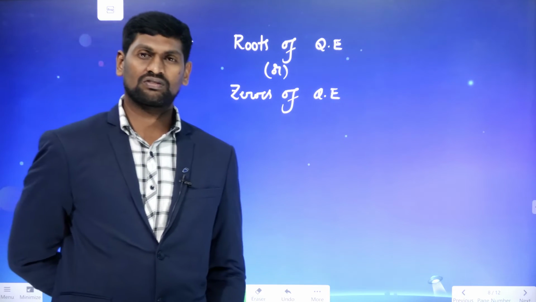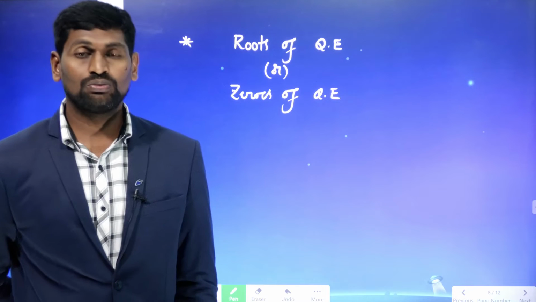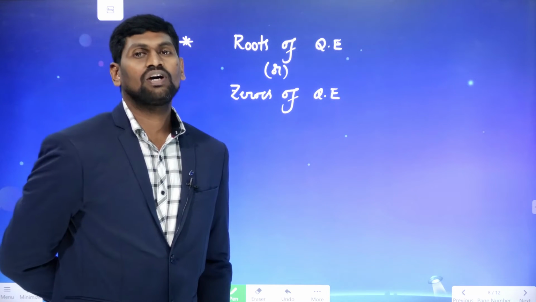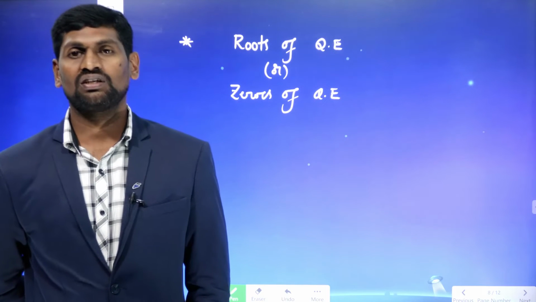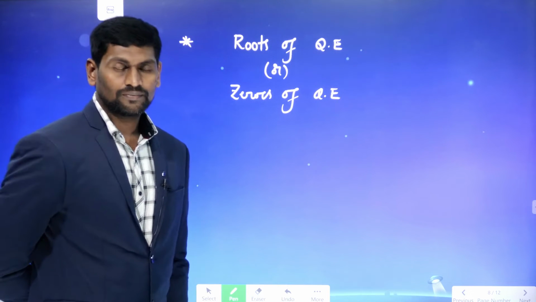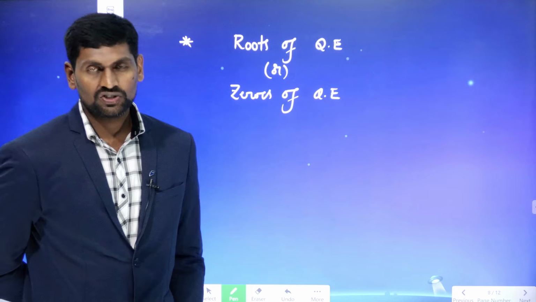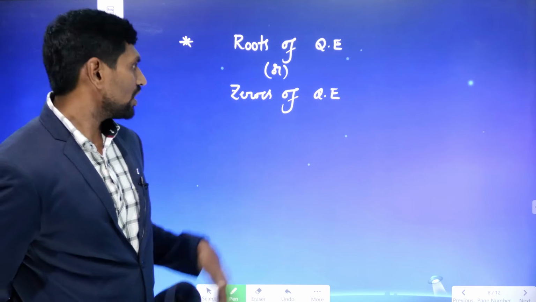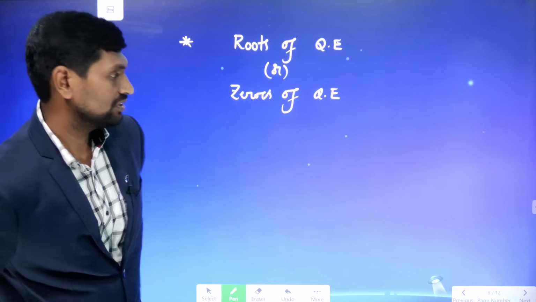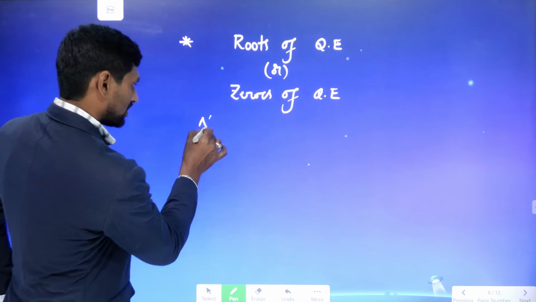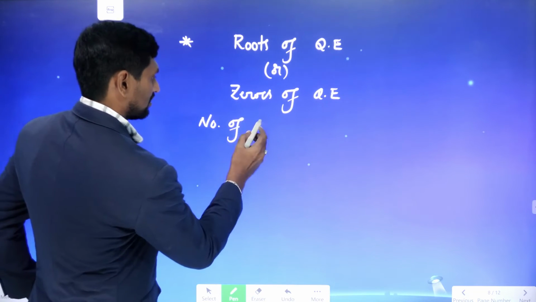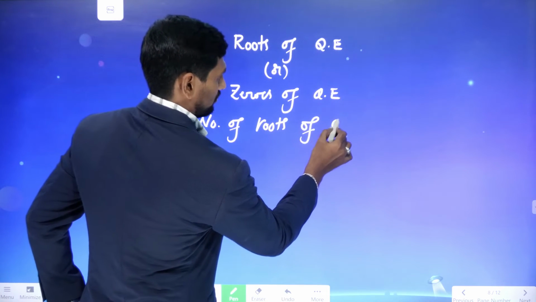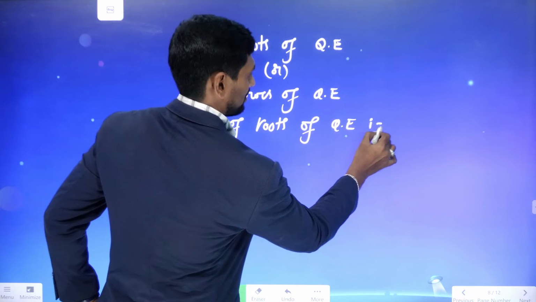Why is it called zeros? For which value the given equation becomes zero, that value is called a zero of the equation or a root of the equation. So how many roots does a quadratic equation have? The number of roots of a quadratic equation is 2.